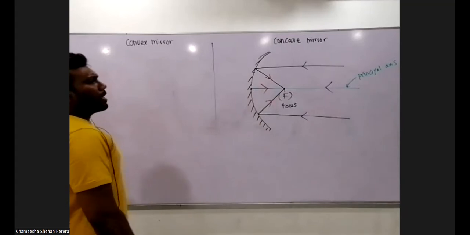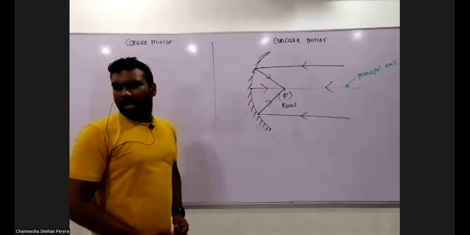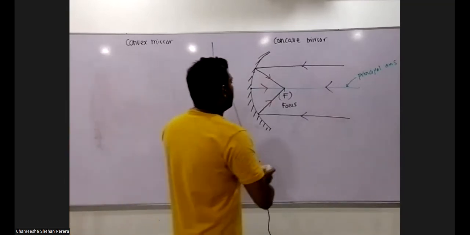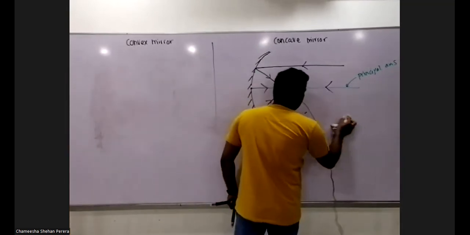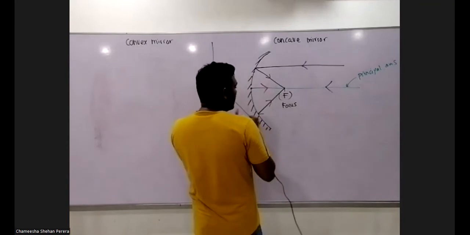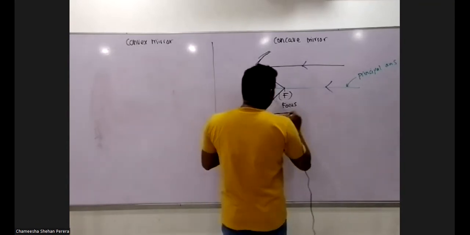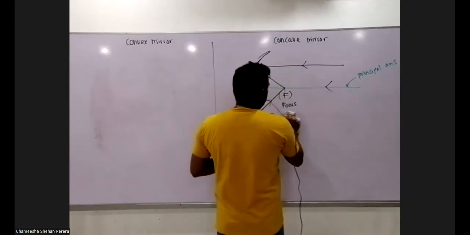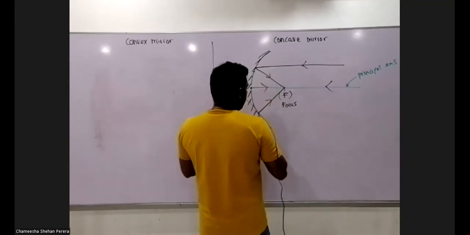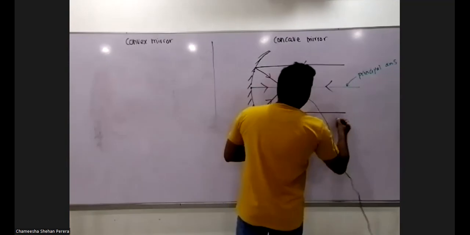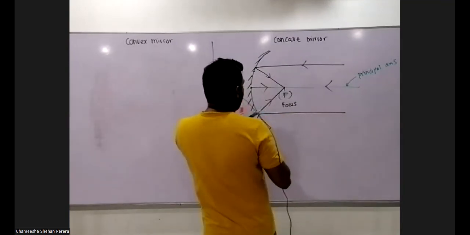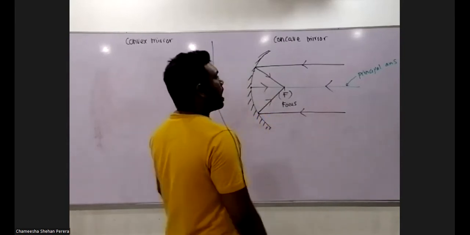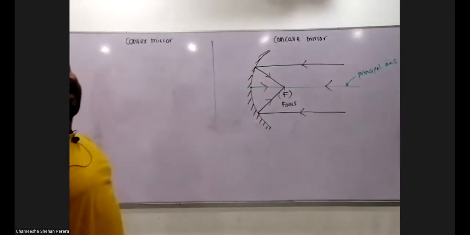So what you can see from here is that a parallel beam of light has converged after being reflected by a concave mirror, right? A parallel beam of light rays has converged and got focused on a point on the principal axis called focus after being reflected by a concave mirror.